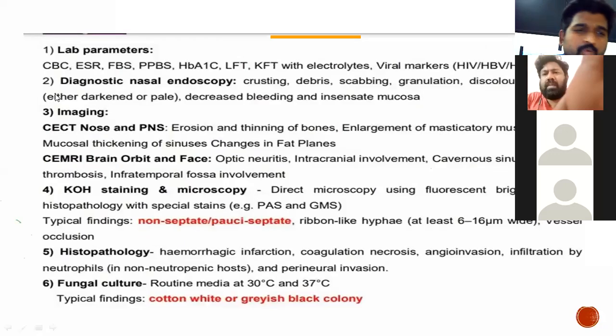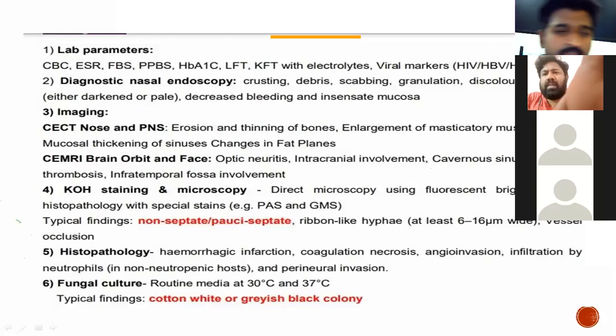The other lab parameters, what do you do? You do a CBC to see the prolonged neutropenia, you do ESR, you do an FBS, fasting blood sugar level, to see how far the sugar is controlled, you see the HbA1c level. And if you suspect rhinocerebral, ask for a nasal endoscopy: crusting, debris, scabbing, granulation, disturbed mucosa, decreased bleeding in ischemic mucosa, or you can take a sample from that, and you can ask for imaging, CT nose and PNS. You can see the erosion, thinning of bones.